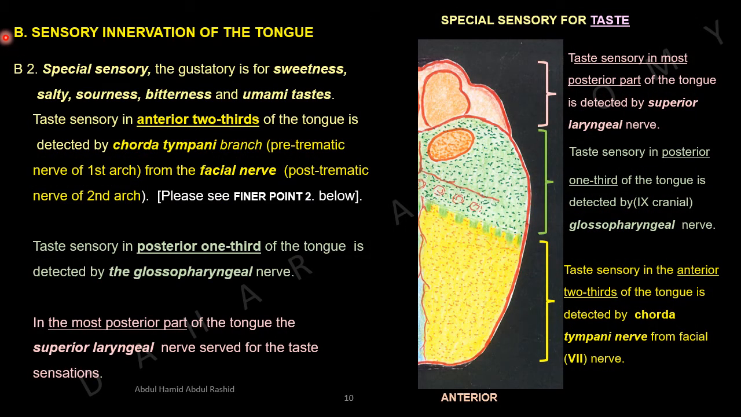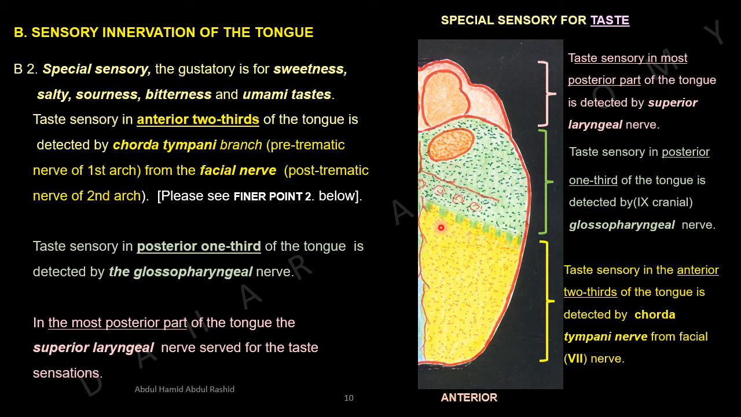B. Sensory innervation of the tongue. B2. Special sensory. The gustatory is for sweetness, saltiness, sourness, bitterness, and umami taste. Taste sensation in the anterior two-thirds of the tongue is detected by the chorda tympani branch, that is the pretrematic nerve of the first arch, from the facial nerve, that is the post-trematic nerve of the second arch. Please see finer point 2 below.